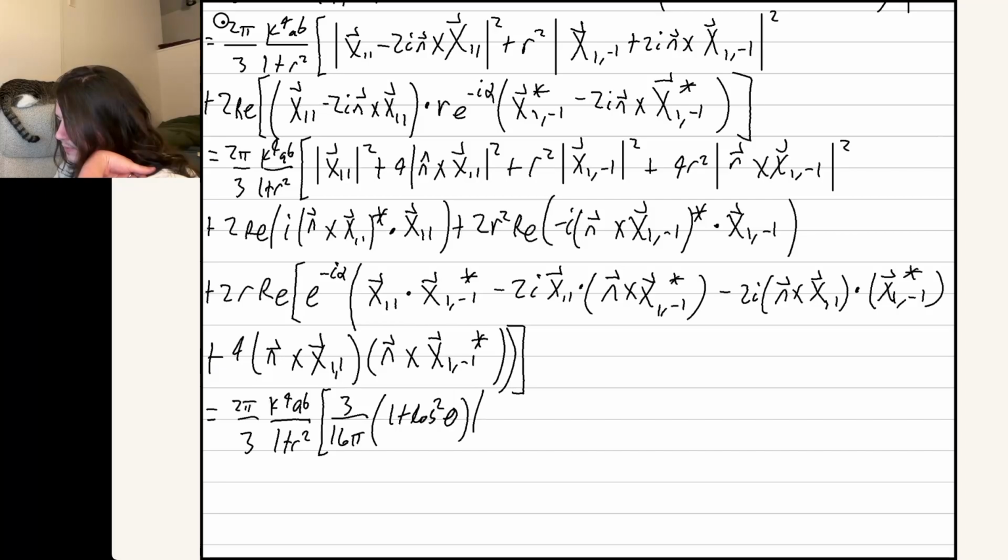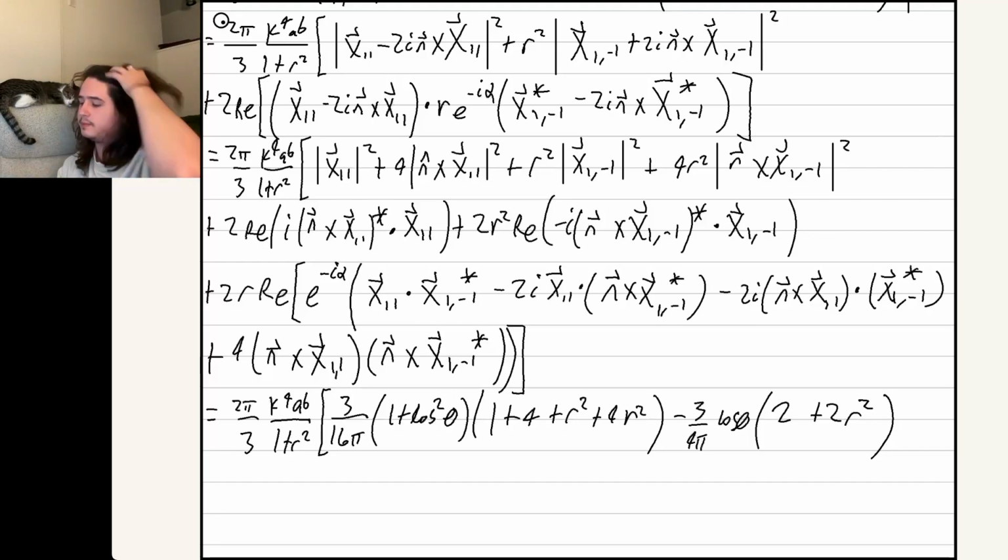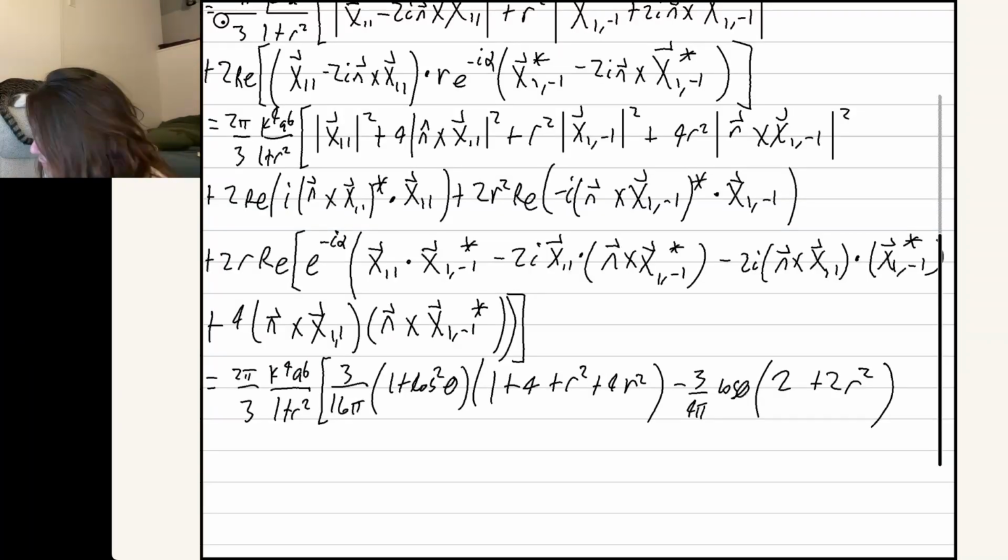And so I have a term which is 1 plus 4, and then I have a term which is r squared, and then I have a term that is 4r squared. And then guess what? On this line as well, Jackson did all of this stuff as well, and I use those results as well. Those are just minus 3 over 4 pi times cosine theta. Then we had a term which was proportional to 2, and then plus 2r squared. Yeah, so 2 plus 2r squared. Pretty fancy stuff.